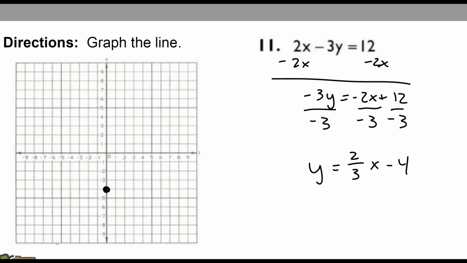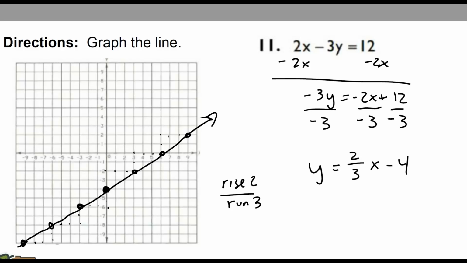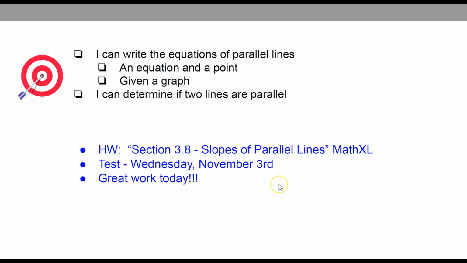So we're going to draw our point on the y-axis at negative 4, and then we're going to run 3, rise 2: 1, 2, 3 right there. Rise 2, run 3 again, and again. Or we go the other way, down 2, left 3, down 2, left 3, down 2, left 3 for our line right there.